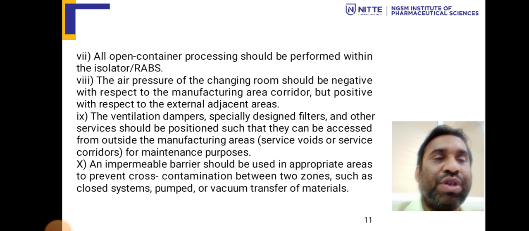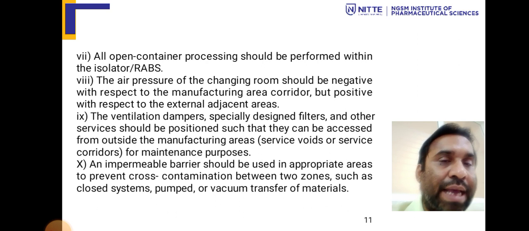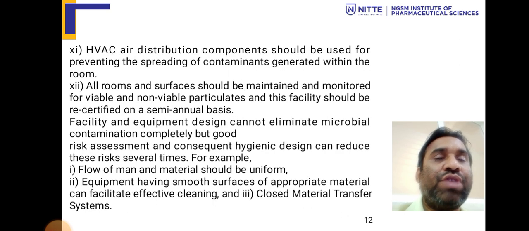Ventilation dampers, specially designed filters and other services should be positioned such that they can be accessed from outside the manufacturing area, through service voids or service corridors for maintenance purposes. An impermeable barrier should be used in appropriate areas to prevent cross contamination between two zones, such as closed systems, pumped or vacuum transfer of material. HVAC air distribution components should be used for preventing the spreading of contamination generated within the room.